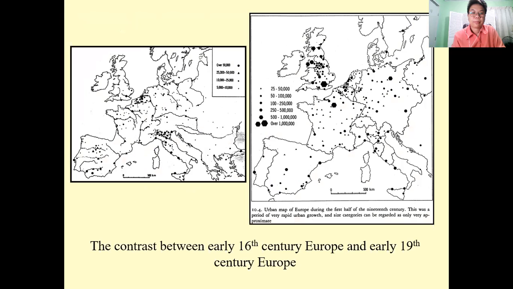So this is a map of Europe in the 16th and the 19th century. If you notice on the left side, it's the 16th century, with a very dense population. But when it reached the 1900s, the 19th century, it was almost half of that, with almost a million people living in Europe by that time. So in the 1800s, let's compare.